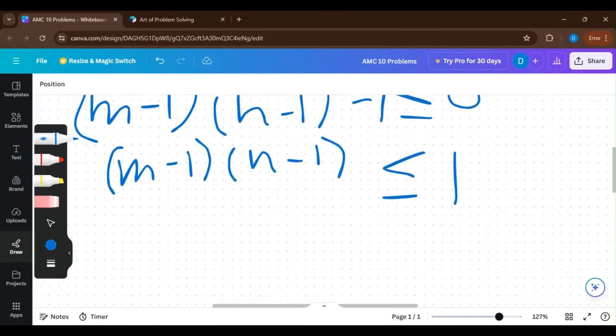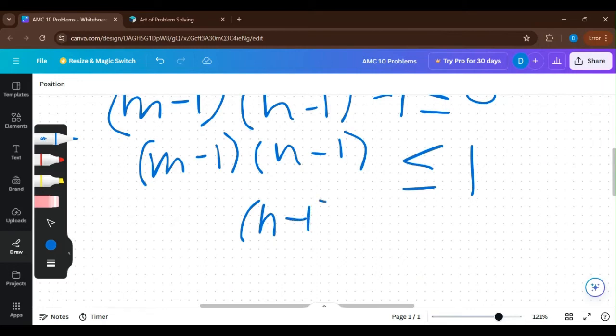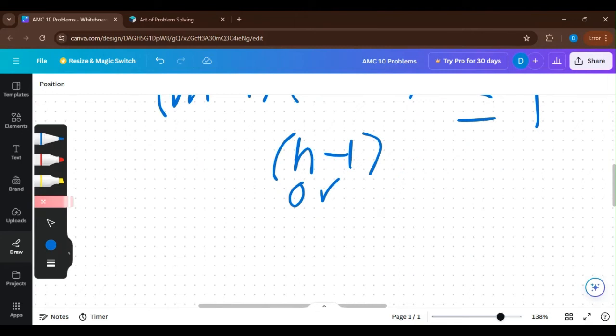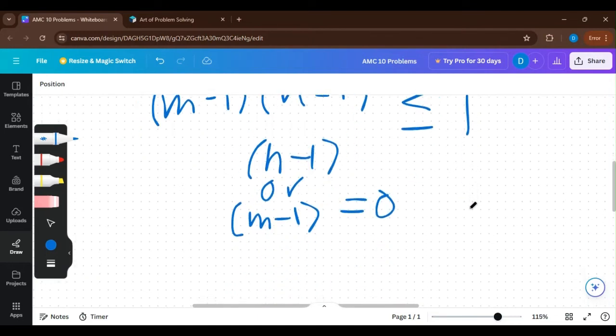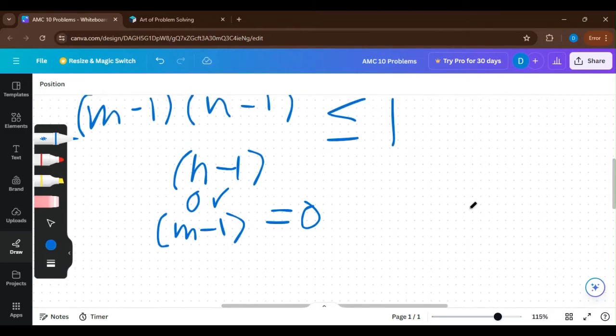So n minus 1 or m minus 1 could be equal to 0. And how we know that is because if m minus 1 was 0 and it's multiplied by n minus 1, we know anything multiplied by 0 is 0, and 0 is less than 1. So if m was 1, that would work. If n was 1, that would work.